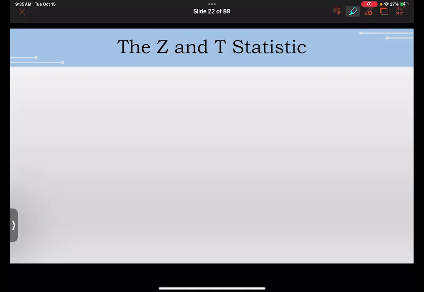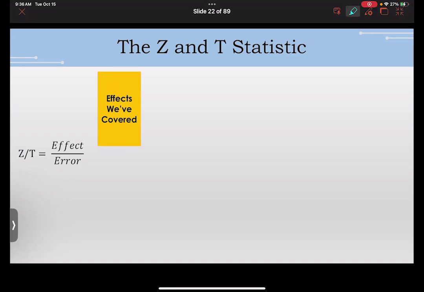First of all, we know this already. Z and t is a ratio of two things. What are those things? Effect and error, right? As one student loves to call it, treasure and trash. So effect and error. What are the three effects? We've only covered 3 types of effects in Z and T tests.